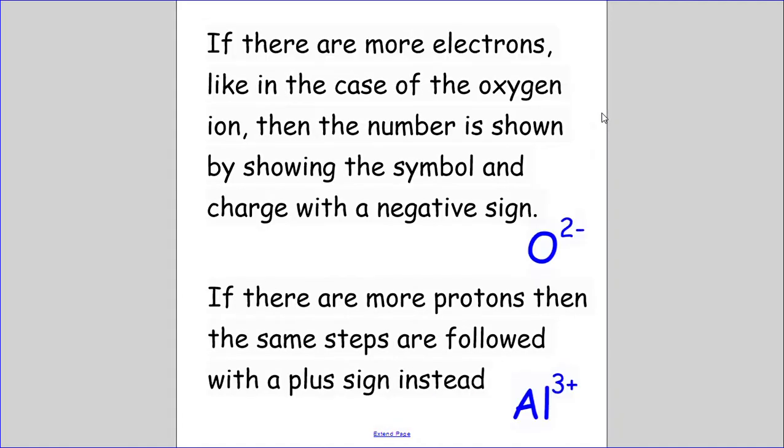So if there are more electrons, like in the case of oxygen, then the ion is shown by showing the symbol and a charge with a negative sign. So here we can see that oxygen has 2 extra electrons in it to turn it into an oxygen ion. If there are more protons, then the same steps are followed with a plus sign instead. So in the case of aluminum, in order for aluminum to be stable in the shell that it's in, it needs to lose 3 electrons and gain that 3 plus charge.